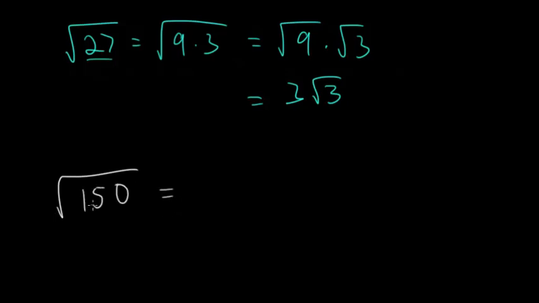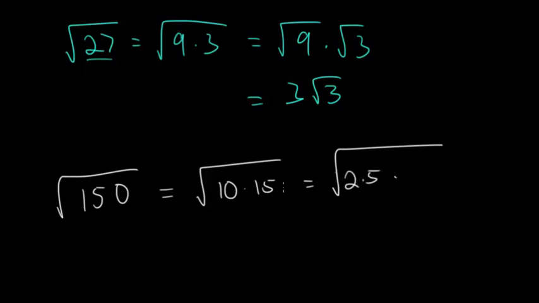And if you're not sure what the best two numbers are to use, just go with whatever's easiest. For instance, this ends in a 0, so it is a multiple of 10. So we can do 10 times 15. But 10 and 15 don't separate into nice, neat square roots. So let's just break these both down further. Let's say 10 is just 2 times 5, and 15 is 5 times 3.